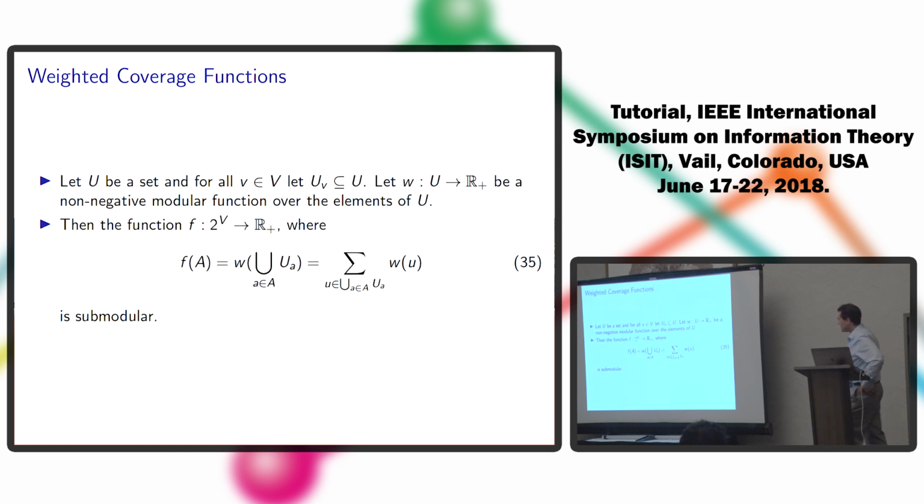And then this function F is defined as taking the weights of the union of all of the sets associated with the argument A. Or another way of writing it is basically saying u is in the union of all of the U's, and then we're summing up the weights of u. So that's a classic submodular function. In fact, if we just take the weights to be 1, then it becomes a set cover function. And more generally, if the weights are any non-negative weights of all of the elements in U, it becomes a weighted set cover function.